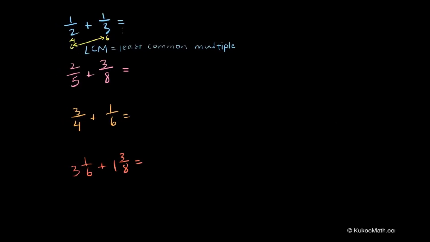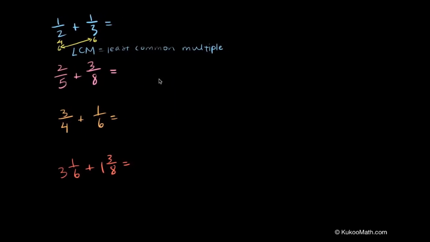So 6 is going to be our new denominator for both fractions. So since we're converting it, what's the numerator of the fraction if we're trying to make it equal to 1/2? So 2 times 3 is equal to 6, so we're going to multiply the top by 3 as well. So it's going to be 3/6. For 1/3, 3 times 2 is equal to 6, so 1 times 2 is equal to 2.